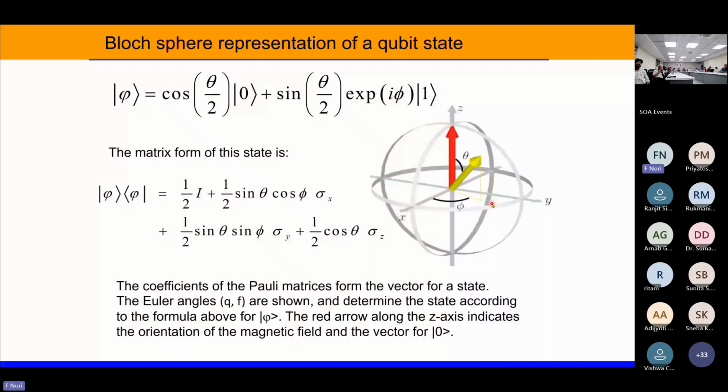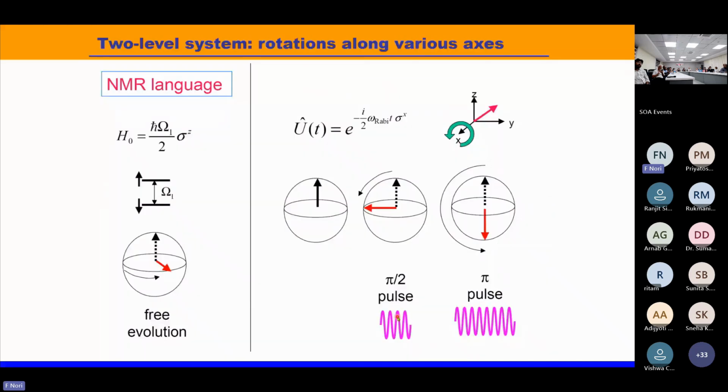So you can do rotations along the z-axis, Larmor frequency there, and along the x-axis, when you change the magnetic field and when you change the electric field. In NMR language, there is a free evolution. You can have pi over 2 pulses, pi pulses, they're all taken from NMR. And this is done with sigma x, rotation on x, and this one rotation with sigma z.